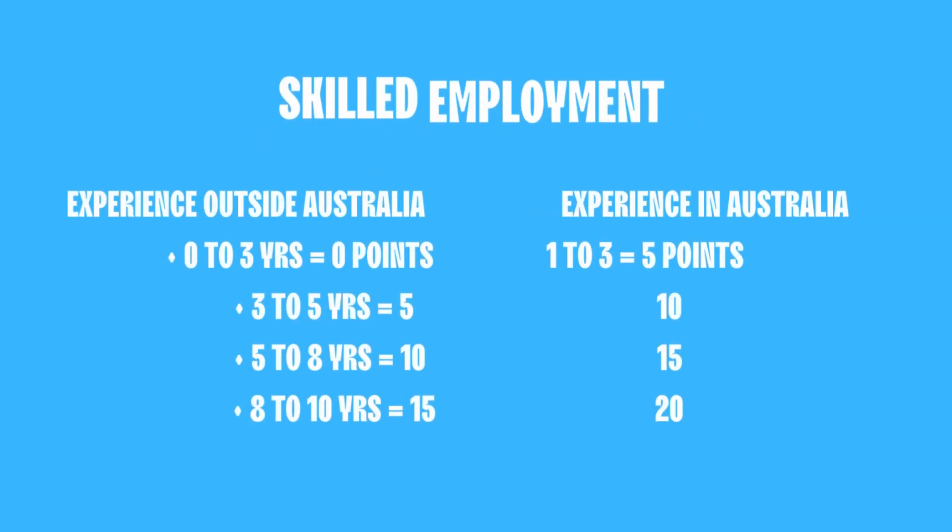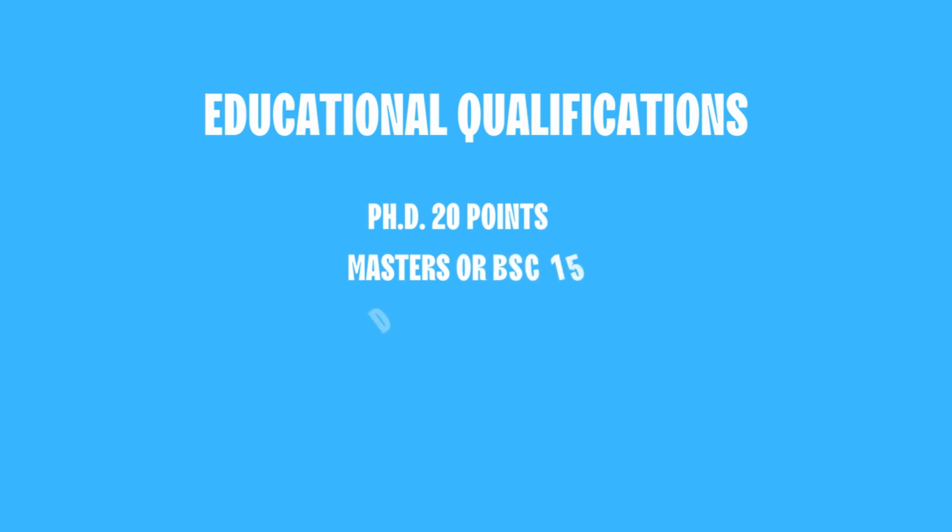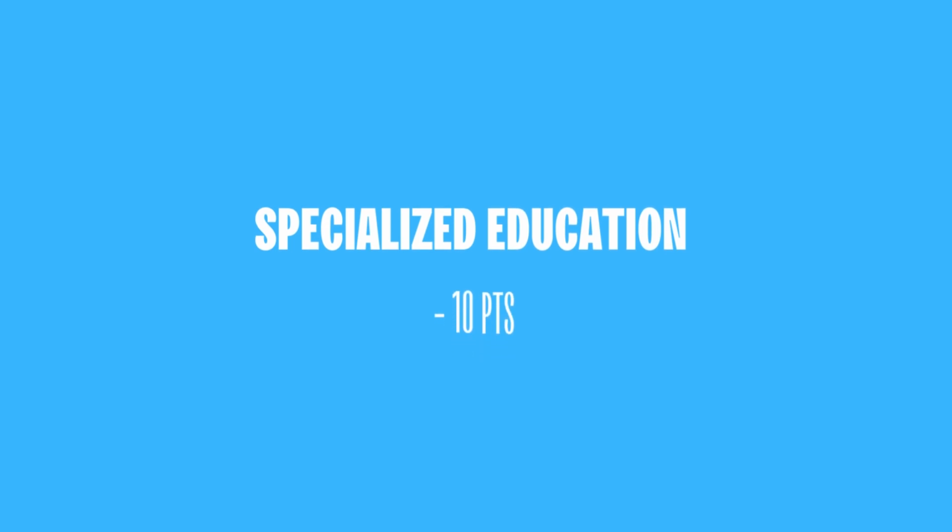The next factor is the skilled employment or work experience. Experience outside Australia and experience in Australia. You can see the breakdown of years in which equals points as regards experience outside Australia and experience inside Australia on your screen. The next factor is educational qualifications. A PhD holder gets 20 points, a master or BSc holder gets 15 points, and a diploma holder gets 10 points as displayed on your screen. Specialized education gets 10 points. Once your master's is considered to fall under this category, such a person is eligible to get 10 points.